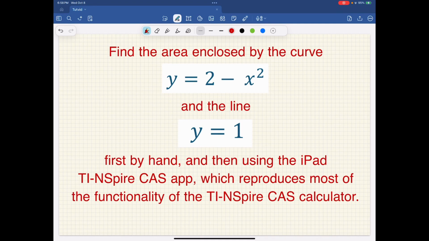In this video, we'll be finding the area enclosed by the curve y equals 2 minus x squared and the line y equals 1. First by hand, and then by using the iPad TI-Nspire CAS app, which reproduces most of the functionality of the TI-Nspire CAS calculator.